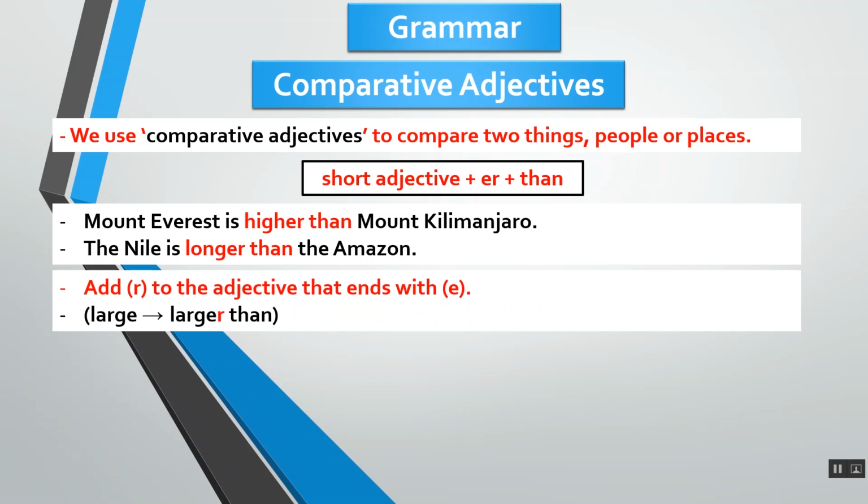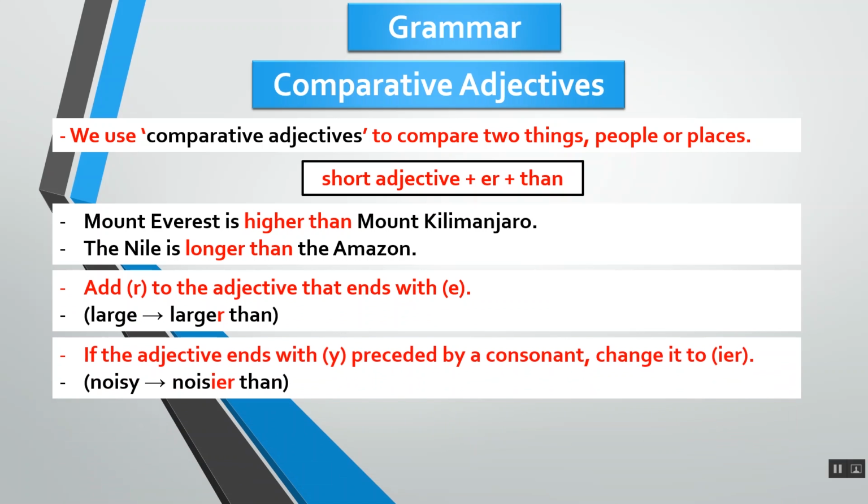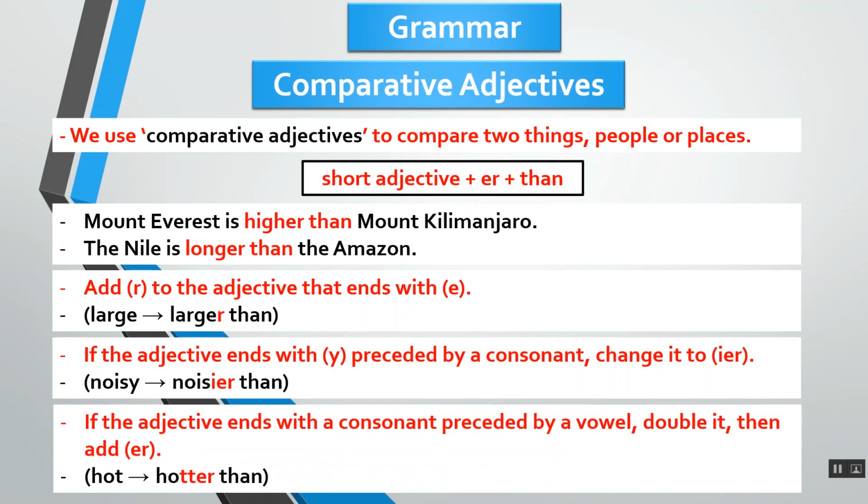Add R to the adjective that ends with E. Large, larger than. If the adjective ends with Y preceded by a consonant, change it to IER. Noisy, noisier than. If the adjective ends with a consonant preceded by a vowel, double it, then add ER. Hot, hotter than.